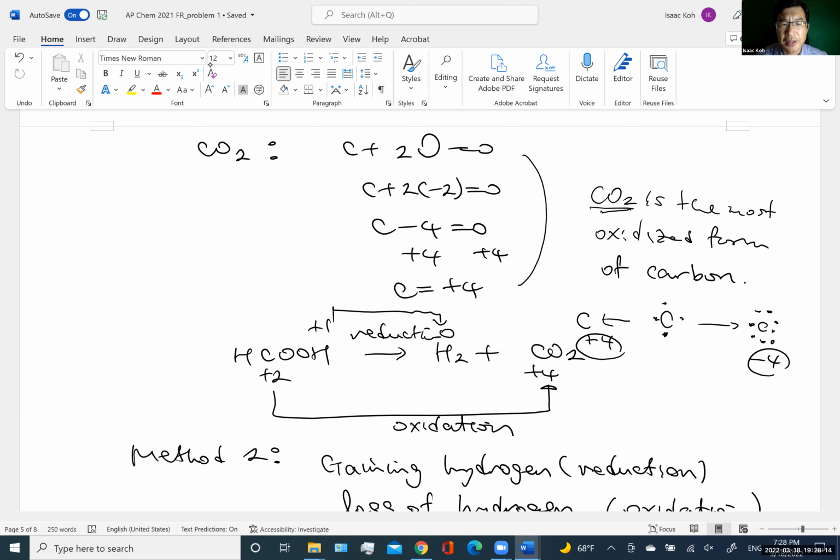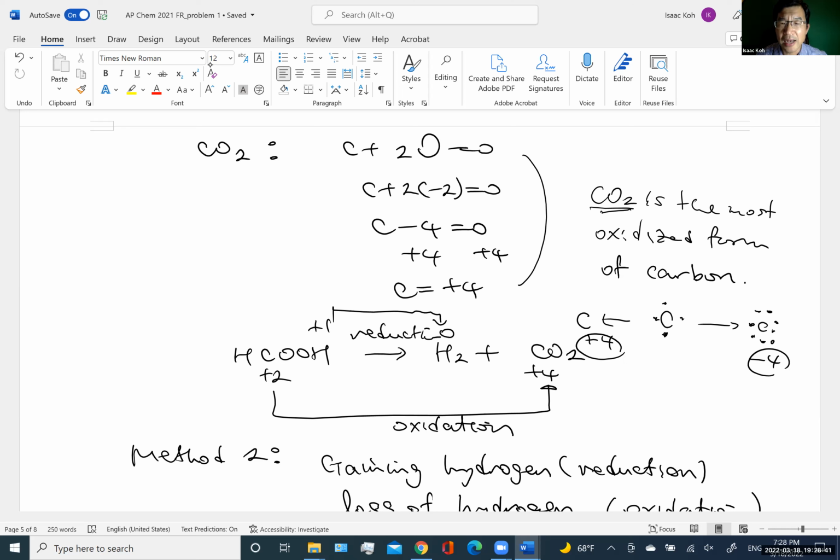So methanoic acid is decomposed to hydrogen and carbon dioxide. The carbon was initially +2 and changed to +4. So it has lost electrons; the electron density around carbon is decreased. So this is oxidation. Oxidation is loss of electrons. And by the way, the hydrogen was initially +1 in this compound, and in the element it is 0, so it is reduction. So oxidation reduction has occurred.